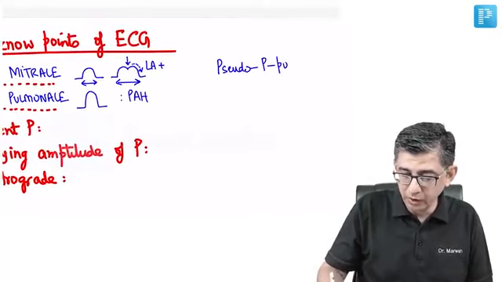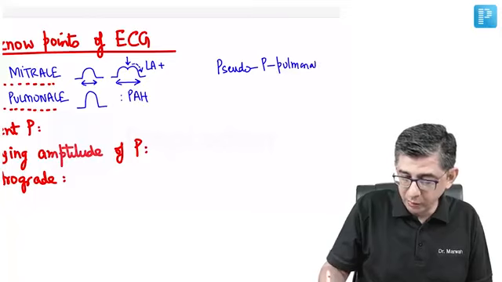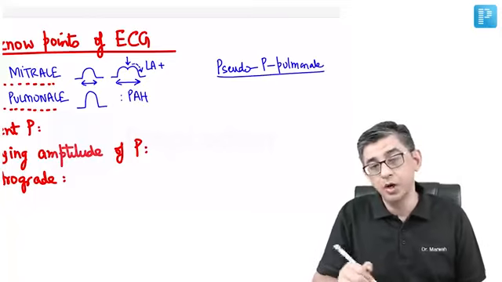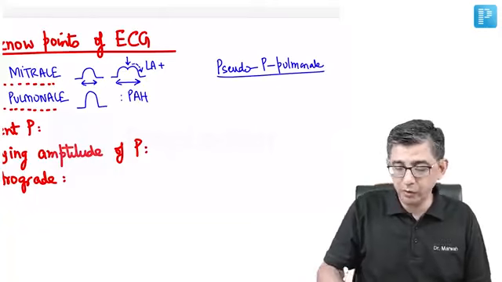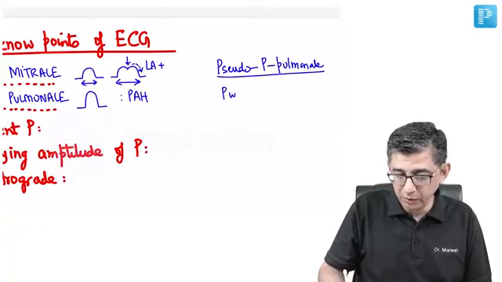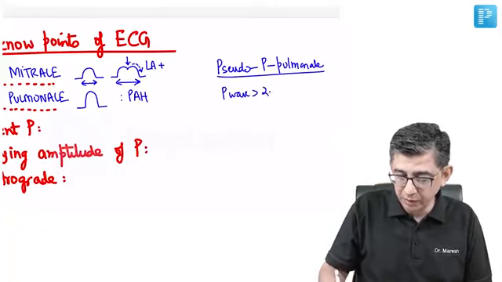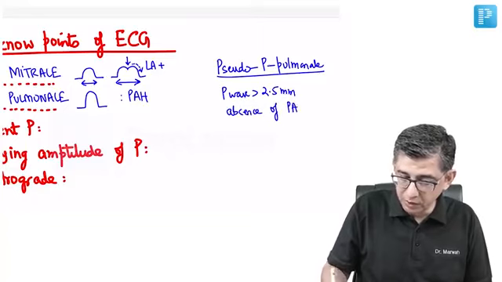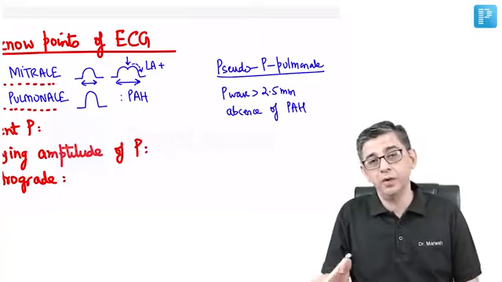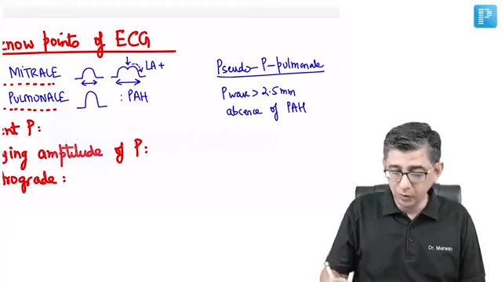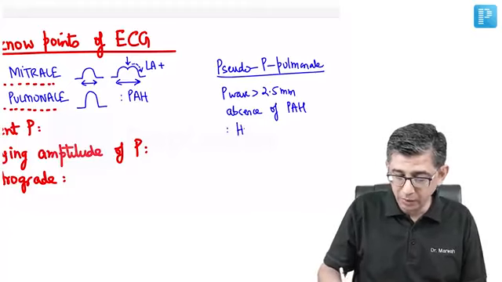So as I told you, I'm going to tell you some new points and I'm going to do some repetitions also. Pseudo P pulmonale, like P pulmonale, would mean that the vertical height of the P wave is more than 2.5 millimeter, but this is occurring in the absence of pulmonary artery hypertension. There's no PAH in the patient, and still there is a P wave which is relatively taller. Why this would be happening is an electrolyte imbalance.